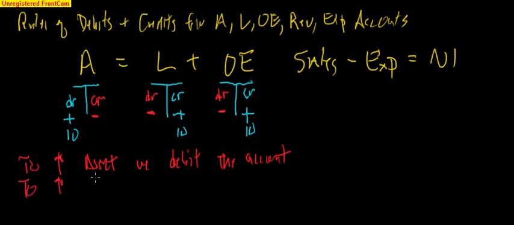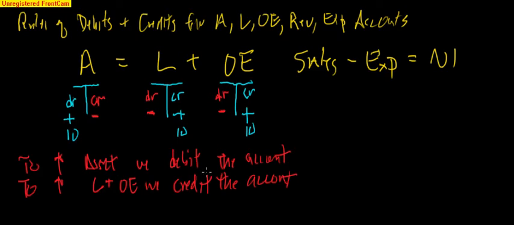To increase liability and owner's equity accounts, it will be the opposite. We credit the account. Double entry accounting tells us that it's going to be the opposite because the total of the debits has to equal the total of the credits. So to increase an asset, we debit the account. To increase liabilities and owner's equity, we credit the account.